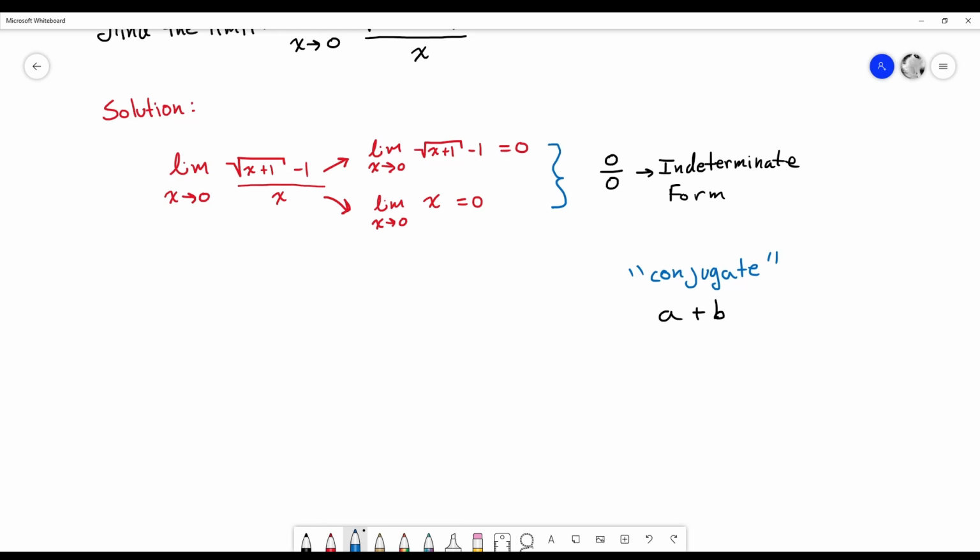And a conjugate, let's say you have a plus b. The conjugate of a plus b would be a minus b. So the a and the b stay the same. The only thing that changes is the sign. So the square root of x plus 1 minus 1, over x. I'm going to multiply by the conjugate of the numerator. Notice that I'm not really changing the function. I'm just multiplying it by 1.